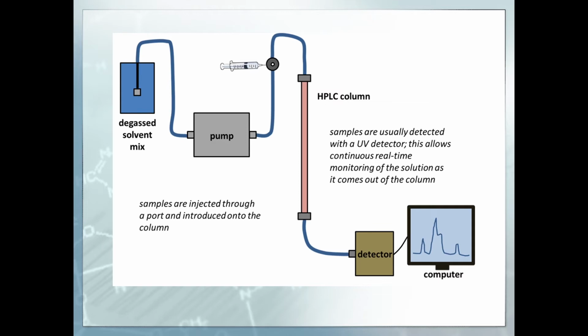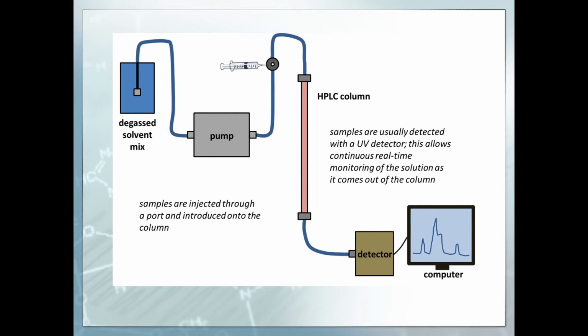Here is an overview of our HPLC. You start with the degassed solvent. It's really important that the solvent doesn't have any air bubbles because it can do damage to your column. That then gets pumped through to make it high pressure. You then inject your sample into the port, and this is then placed into the column at high pressure.